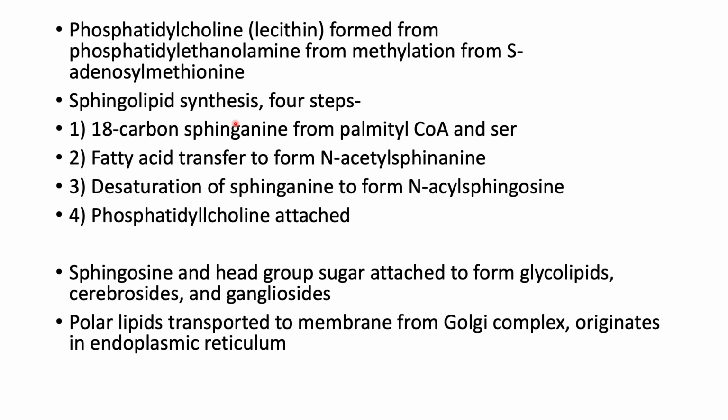Phosphatidylcholine is lecithin, and this is formed from phosphatidylethanolamine by methylation from S-adenosyl methionine. Sphingolipid synthesis is in 4 steps. There's an 18-carbon sphinganine from palmitoyl-CoA and serine. A fatty acid transfer to form N-acylsphinganine. Desaturation to form N-acylsphingosine, and phosphatidylcholine is attached.